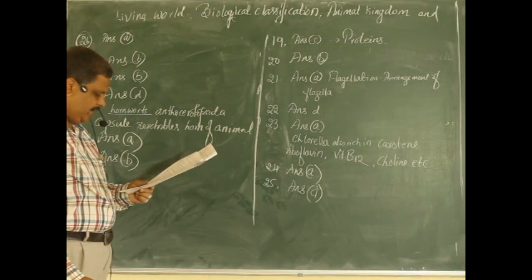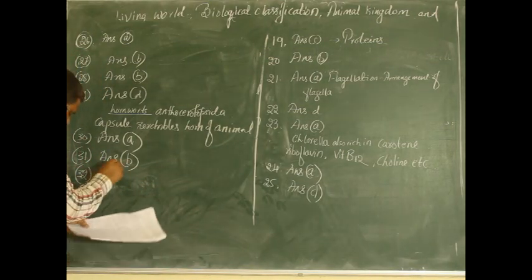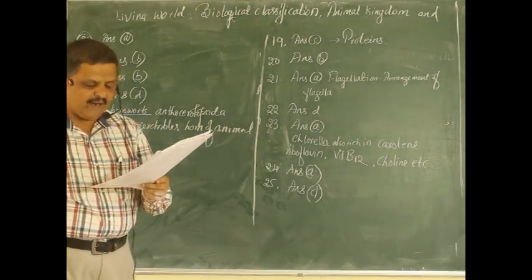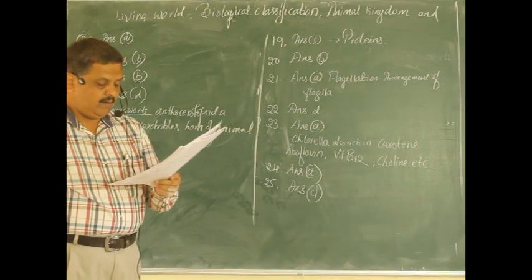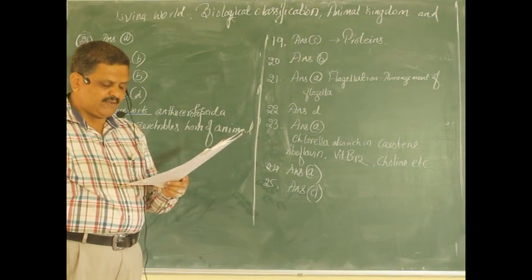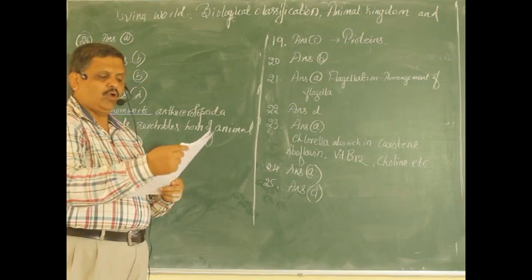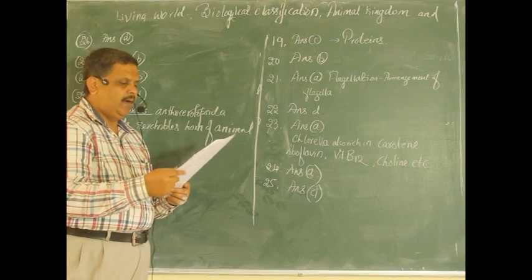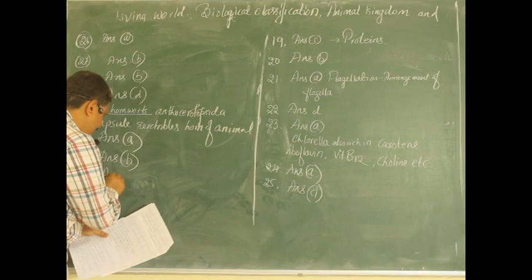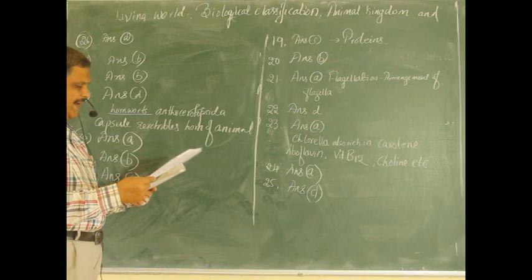Question number 32. The question is, cleavage polyembryony is found in: Cycas, Microcycas, option C, Pinus, option D, angiosperm. So the option is C, it is seen in the Pinus plant.